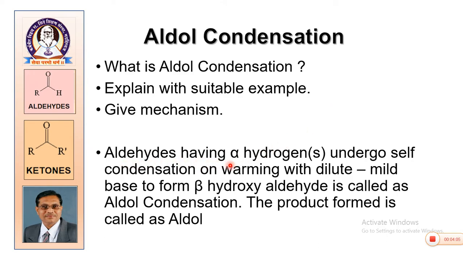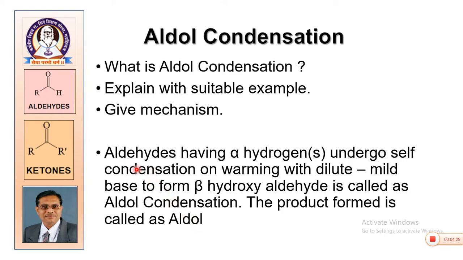Aldehydes containing, listen carefully, aldehydes containing alpha hydrogen or hydrogens undergo self condensation on warming with dilute mild base to form beta hydroxyaldehyde, which is called aldol. The product is called aldol and the condensation is called aldol condensation. The product formed is called aldol.